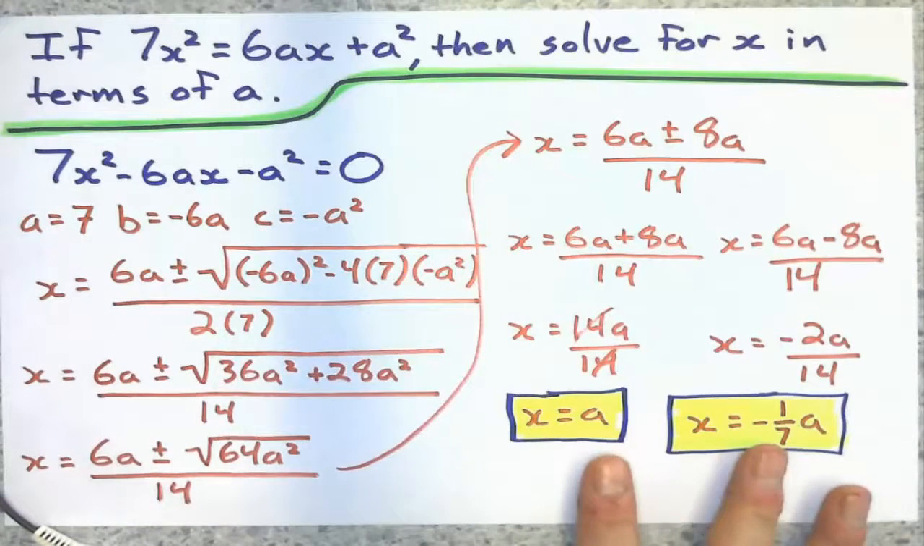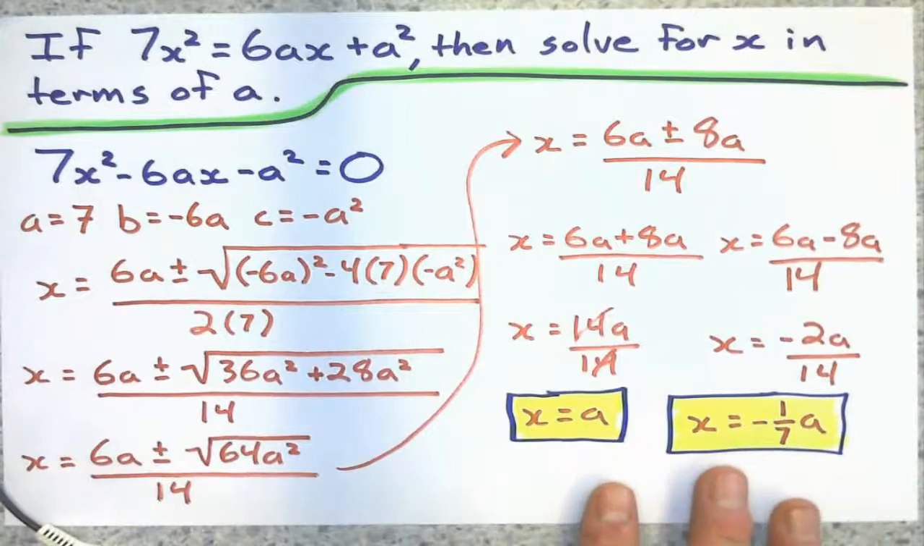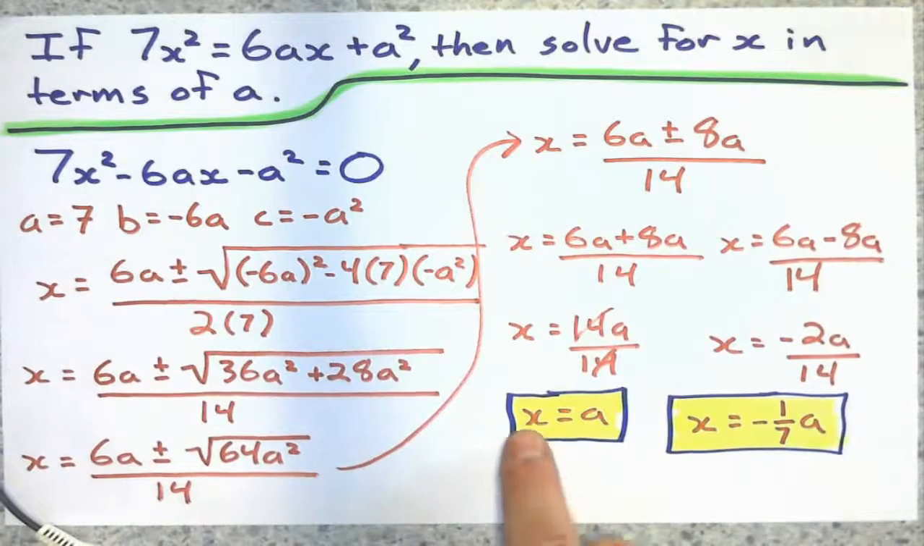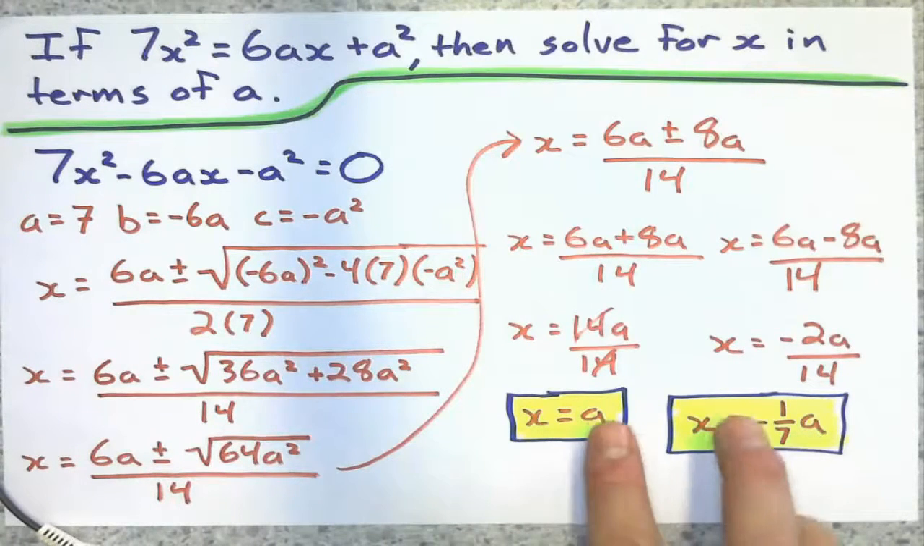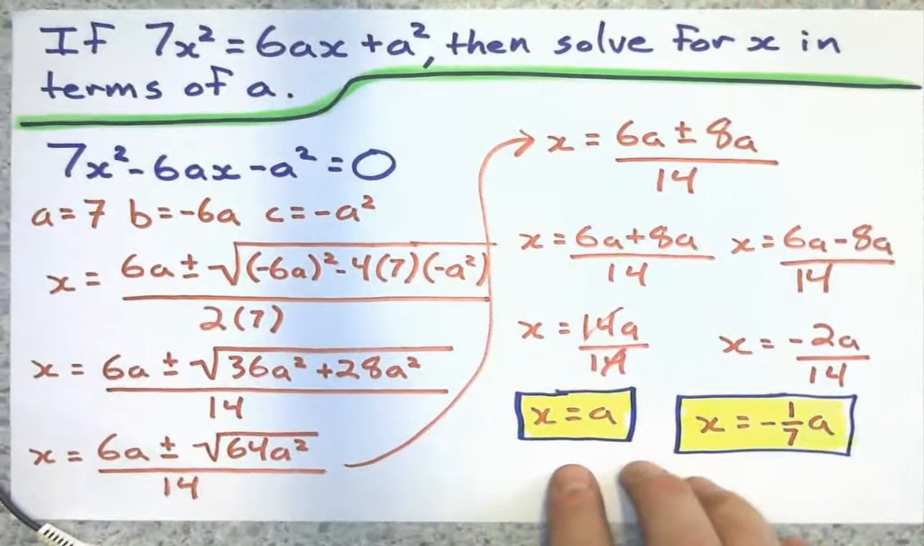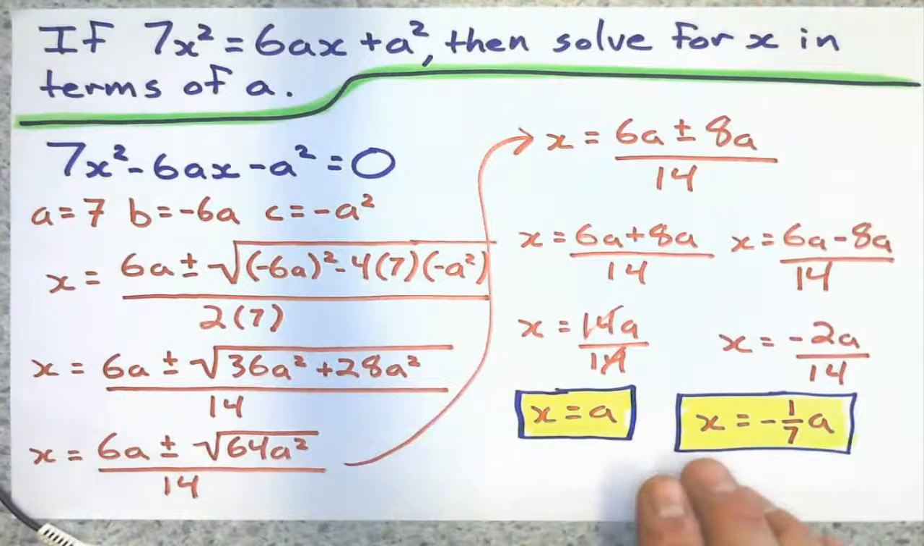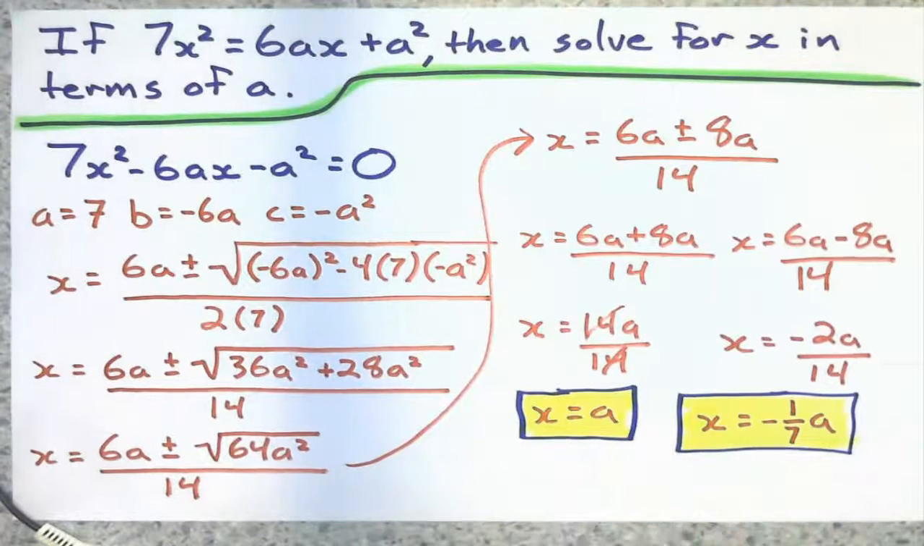Okay, so those are my solutions in terms of a. What value of x is, I don't know. I know that x will be the same value as a, and x will also be negative 1/7 of whatever a is as well. So my two solutions there. Now, without the quadratic formula, we can't do anything there. And so we'll do some more practice in a little bit. Okay.